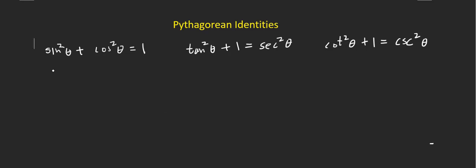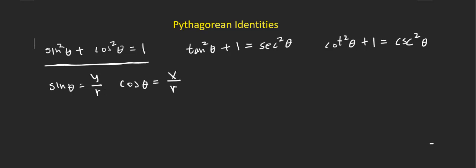Let's take a look at why sine squared theta plus cosine squared theta is 1. By the way, this is the most important theorem in trigonometry, so I recommend that you memorize this. You recall that sine theta is y over r, and cosine theta is x over r. And if you look at the triangle, this is x, that's y, and that's r.